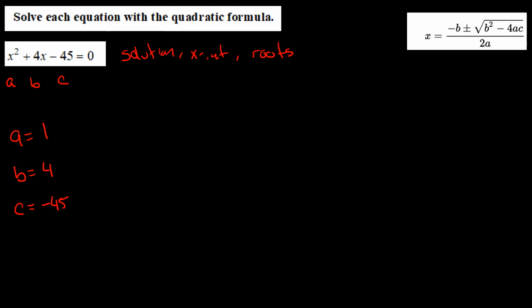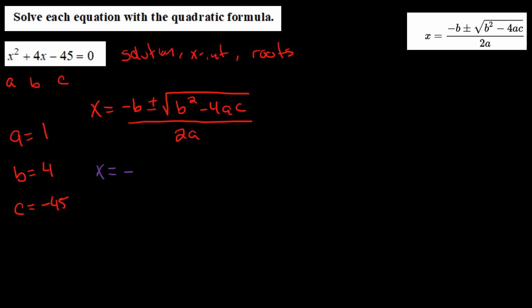To solve for this, you would take x equals negative b plus or minus the square root of b squared minus 4ac, all of this over 2a. Okay, and what we're going to do here is we're then going to plug in our values. Okay, so we're going to get x equals negative, and then b here is going to be 4. Remember, anytime we substitute values, we want to make sure that we're using parentheses. Plus or minus the square root of b squared, which is 4 squared, minus 4 times 1 times negative 45.